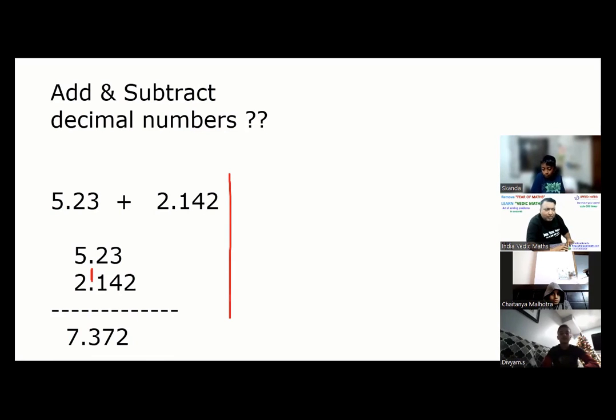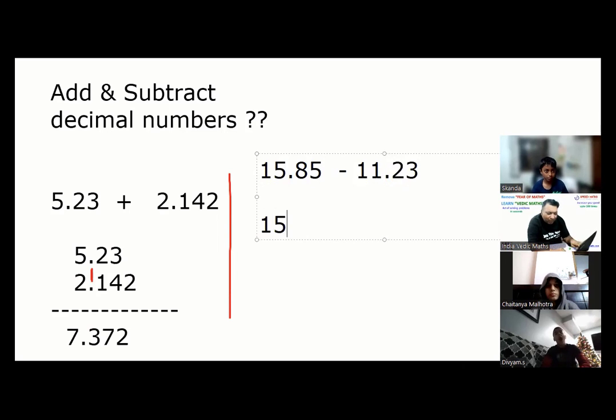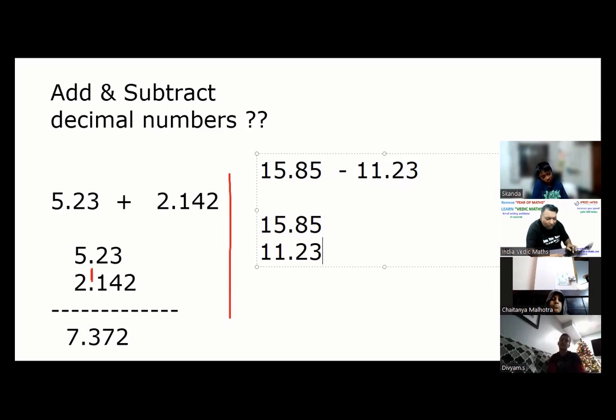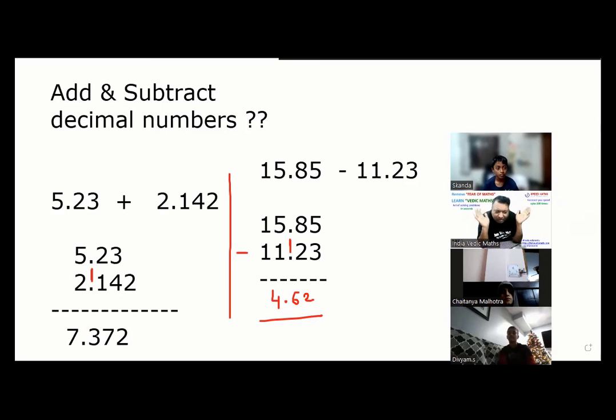And how to subtract? Again, same thing. If I say 15.85 minus 11.23, what is the rule? I'll put decimal point below decimal point. And then the normal subtraction, you know subtraction. 15 minus 11 is 4. Decimal point, 8 minus 2 is 6. 5 minus 3 is 2. So decimal addition and subtraction are exactly same like normal subtraction, right? Nothing different. Got it? Divyam, Chaitanya, Skanda, Panash. If you put decimal point below decimal point, no difference in any question.